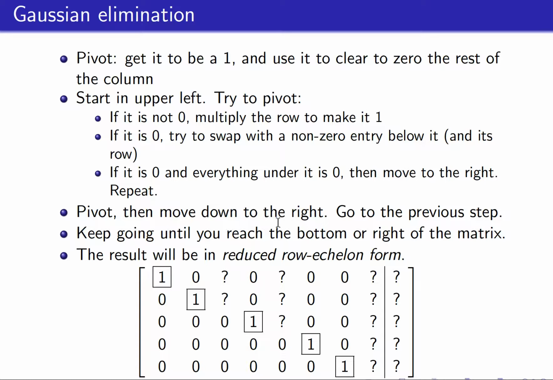And one thing will happen or another. I might hit the bottom of the matrix. I might hit this side. And at that point, we are done. The result is going to be in reduced row echelon form.